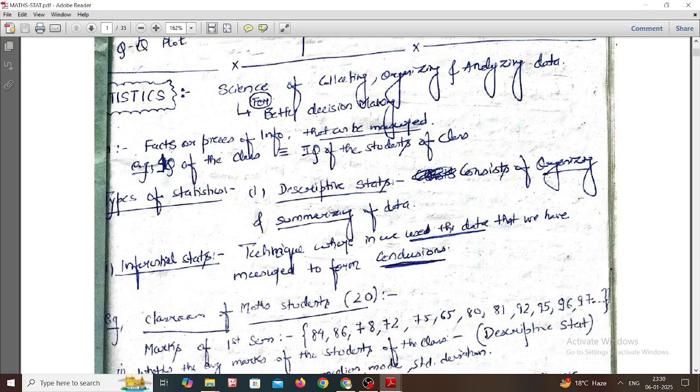Okay. So data is facts or pieces of info that can be measured. Basically, data is something that can be measured. If we say IQ of the class, it's equivalent to IQ of the students of the class. This we should understand. IQ of the class specifies the IQ of the students of the class. Now, if we consider a class such as class 5, it's the whole population.